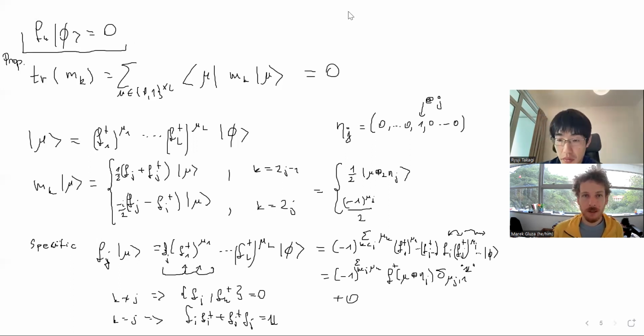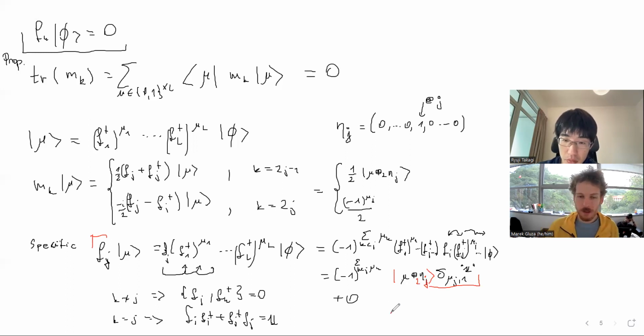Okay, so that way I'm getting that fj applied to mu is, oh, this is not making sense. Sorry about this. Yeah, I directly get the state mu minus eta j, and this eta j is removing mu j from it. So we are getting this state. Okay, so this is the computation. What happens if you apply a Majorana operator to those? And for the trace, we need to apply the Majorana operator to mu, and then take the sandwich.